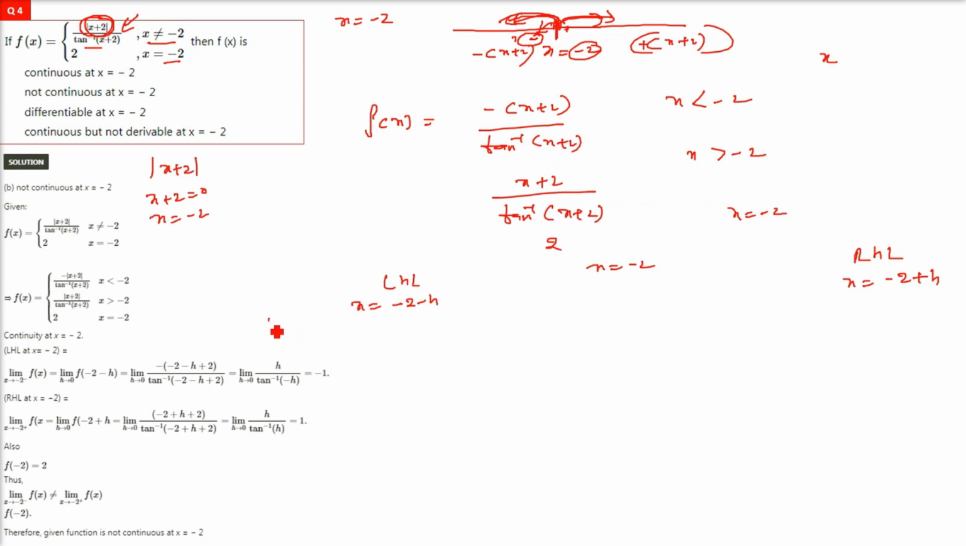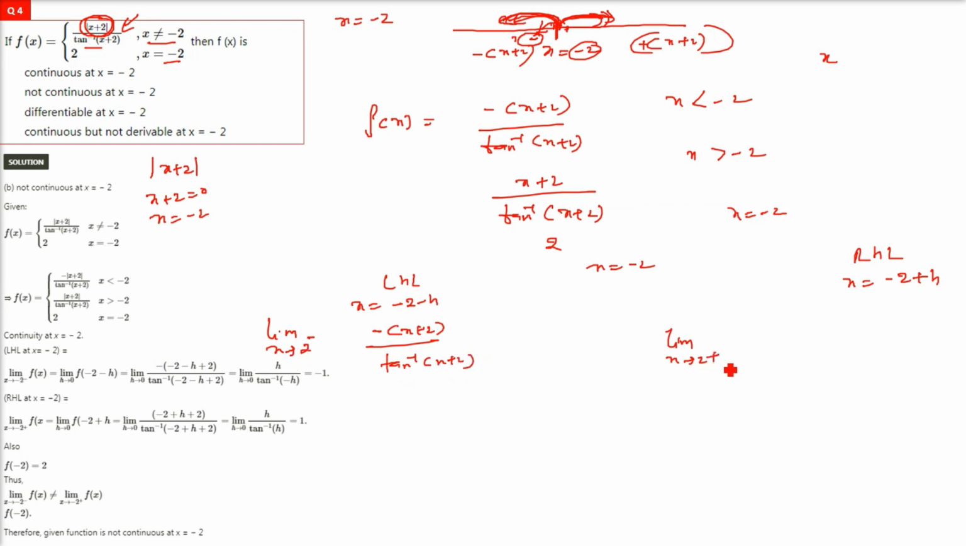So when you start, you have to write limit x tends to negative 2 minus, to indicate that you are going on the left. Similarly, on the right, you have to write limit x tends to negative 2 plus, in order to tell that I am going on the right. But we know what the function is. When you go on the left, you have to use negative of x plus 2 divided by tan inverse of x plus 2. This is what you have to use.